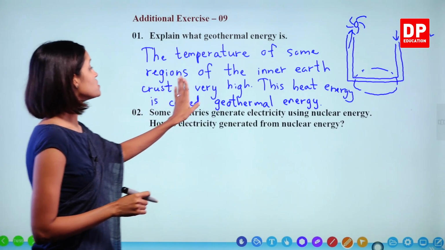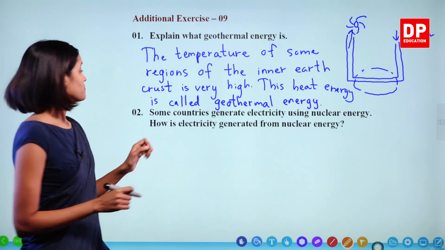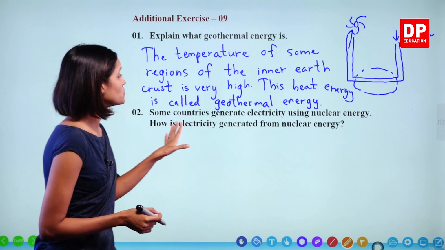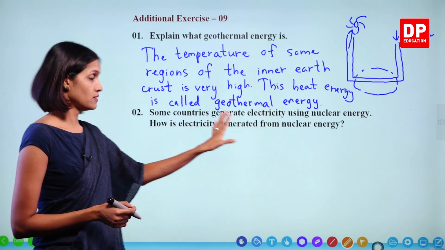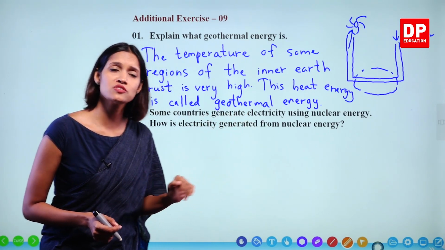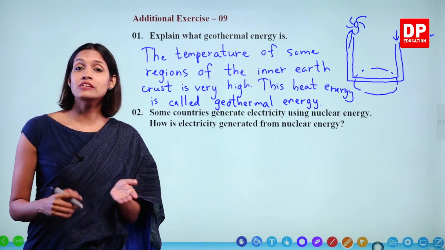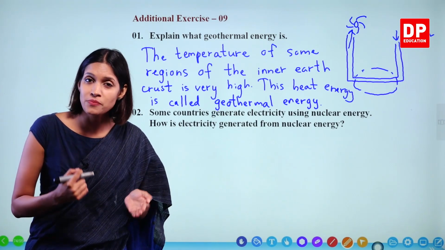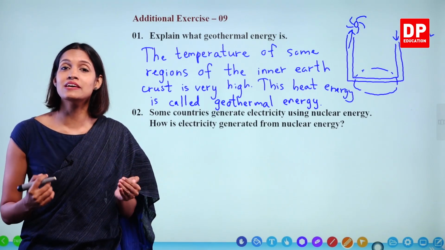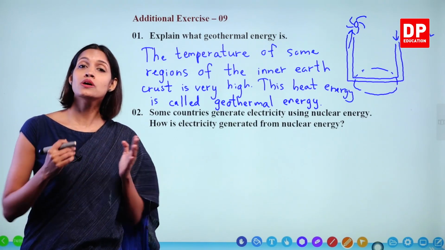So we can use this geothermal energy to generate electricity, right? Number 2. Some countries generate electricity using nuclear energy. How is electricity generated from nuclear energy, children? So how do we do this? Do you remember I explained that during nuclear reactions in nuclear power plants, a large amount of heat energy or thermal energy is released. So we can use this thermal energy to produce steam.